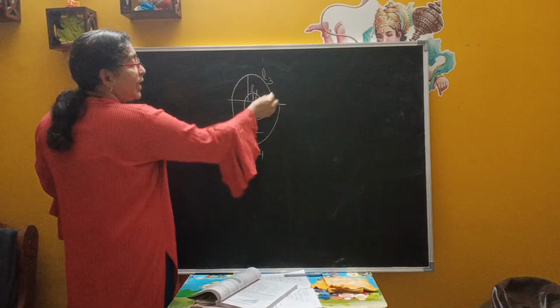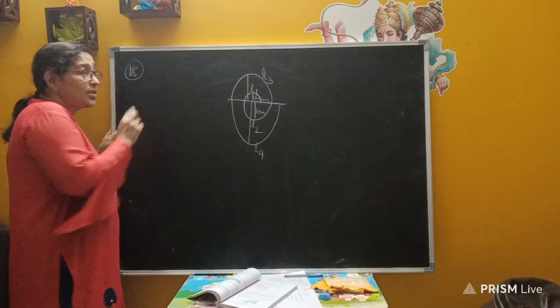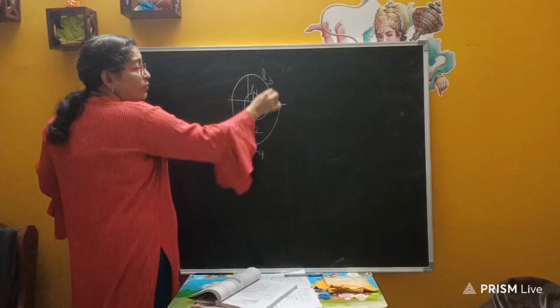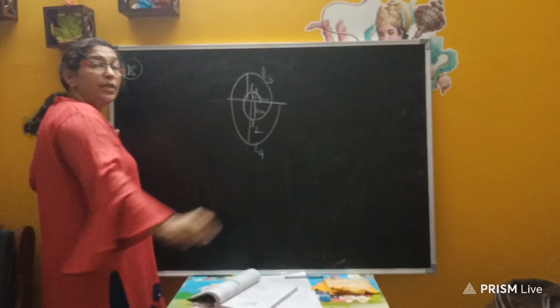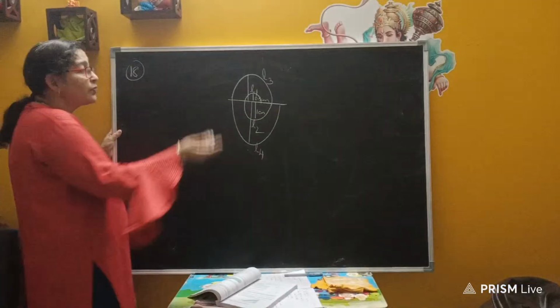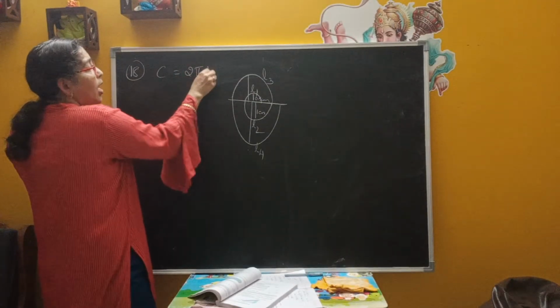Now, length of a semicircle, how can we calculate it? What is the formula? Semicircle means half of the circle, the length of a half circle. For a full circle, what do you call it? Circumference. Circumference of the circle, what is the formula? It is 2 pi r.